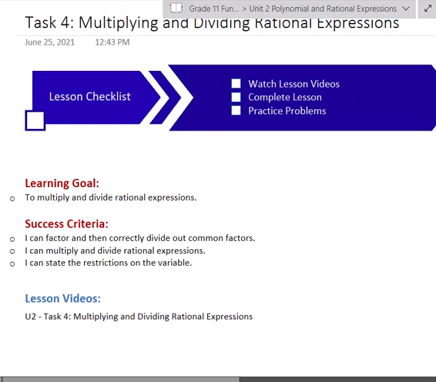This lesson will cover multiplying and dividing rational expressions. The learning goal is to multiply and divide rational expressions. And the success criteria is: you can factor and then correctly divide out common factors, you can multiply and divide rational expressions, and you can state restrictions on a variable.